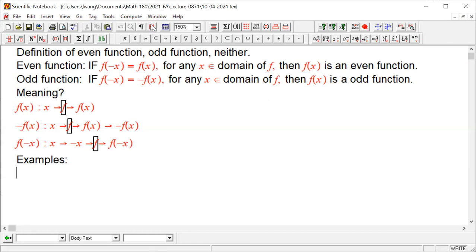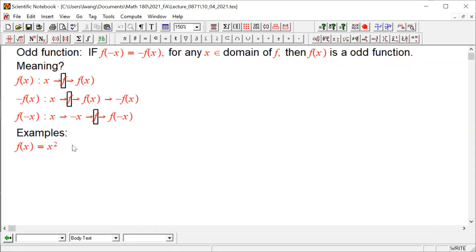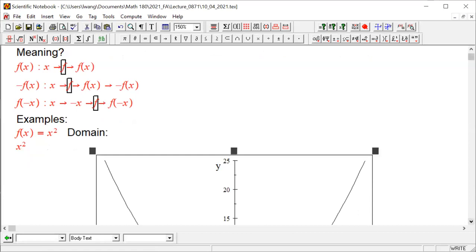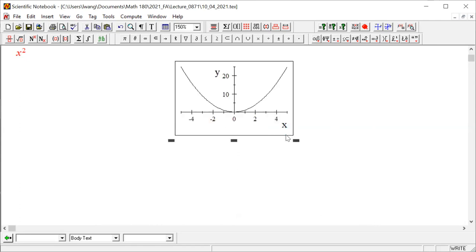Okay, let's take a simple example. f of x equals x squared. Right? So how do we assess this? Of course, we know the domain, and we even know the graph. What's the domain? And what's the range? And what's the graph? Do we know the graph? When we look at this function, I believe everybody knows the graph. We did this graph some time ago.